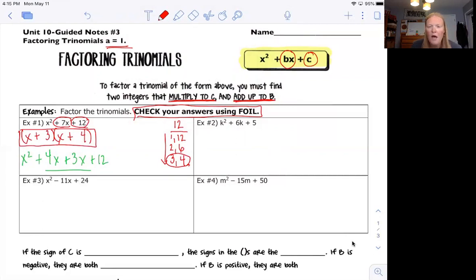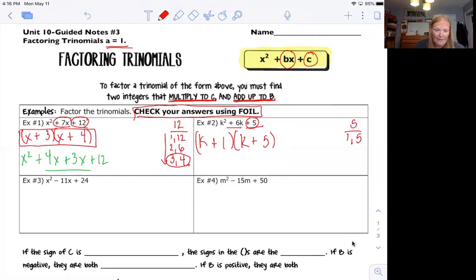Okay, let's move to the next one. This time, my C is a 5. So my factors are 1 and 5. Oh, this one's kind of nice because it's just one set. I've got to go with those. So K in parentheses, K and K. Try to use the letter they give you. If you accidentally put X every time, not a big deal, but it's kind of nice if you use the letter in the problem. I'm going to plug in my 1 and my 5, and I'm going to check my signs. Positive 5, positive 6. So it's going to be plus 1, plus 5. K times K is K squared. I get 5K and 1K, which makes 6K. 1 times 5 is 5.